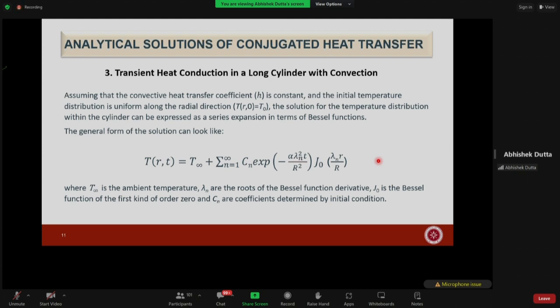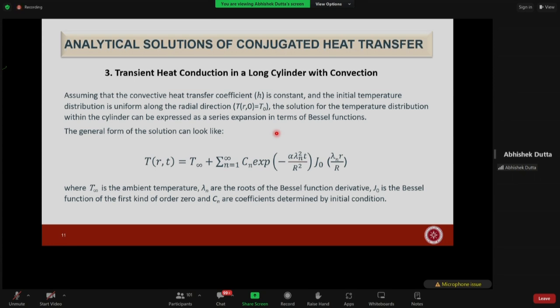This is a very complex problem, by the way, and I told you I'm a big fan of these analytical solutions. Because of the problem we had at hand, we used this concept of the long cylinder approach, where you assume that the convective heat transfer is a constant and the initial temperature distribution is uniform along the radial direction. The expression is mentioned here, and we solved this using so-called Bessel functions.